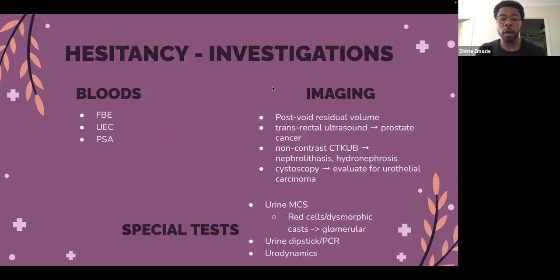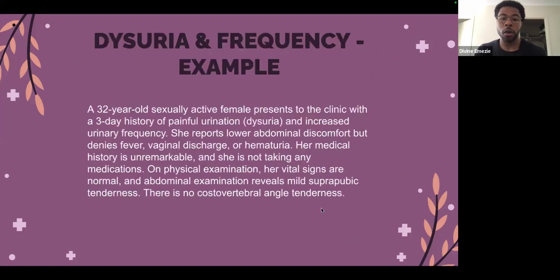So for hesitancy, a similar set of investigations, of course. Probably the main one we're now adding in is PSA, although we'll think about when we may or may not order this later on. And then in terms of imaging, some of the interesting ones that get added in include urodynamics, or trying to obtain a post-void residual volume to quantify the amount of urinary retention someone has. And then next, dysuria and frequency. So, 32-year-old female with dysuria and frequency, suprapubic tenderness.